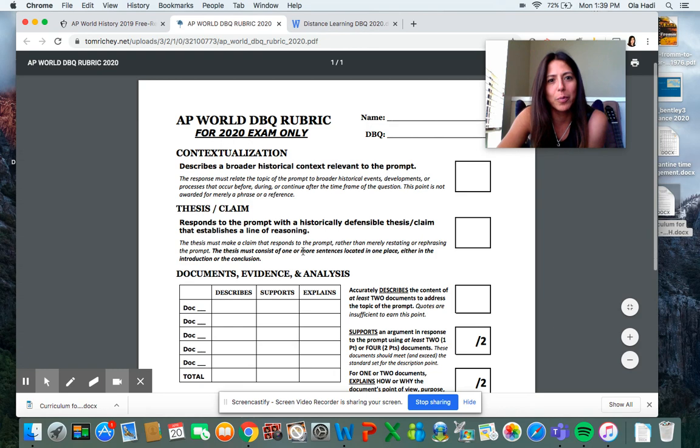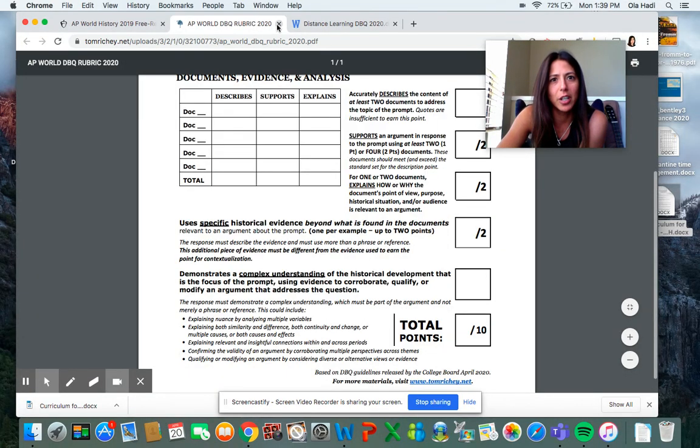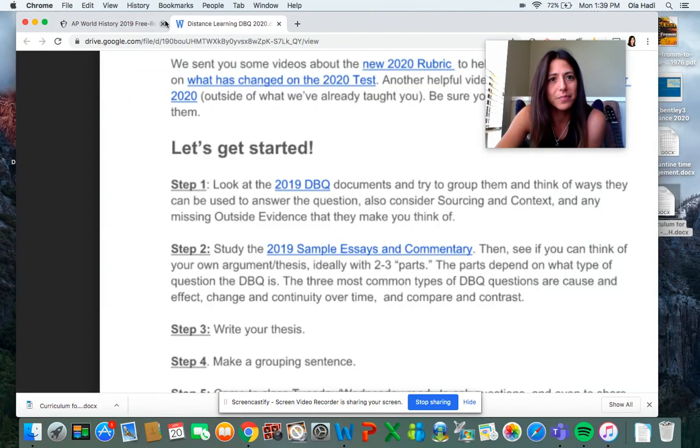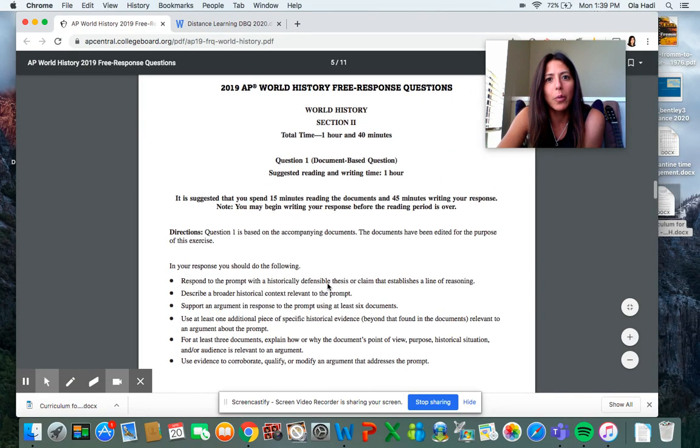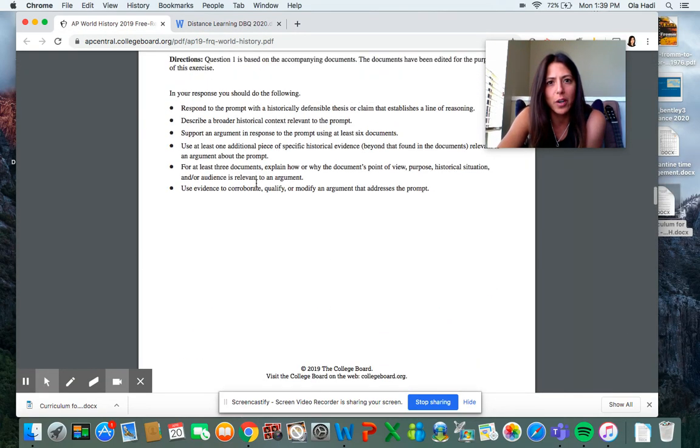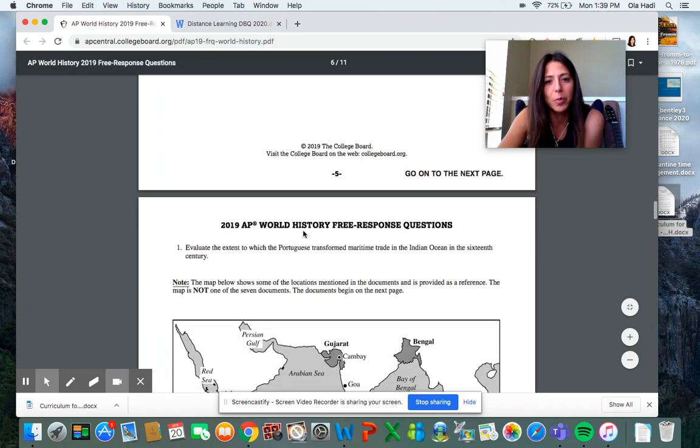And here's the other rubric that might be easier for you to understand. I'm not going to use that one because it's not mine, but you can look at it. Okay, so when looking at the 2019 DBQ, I want you to ignore that first part because remember, it's not correct anymore. Look at the rubric that I taught you.